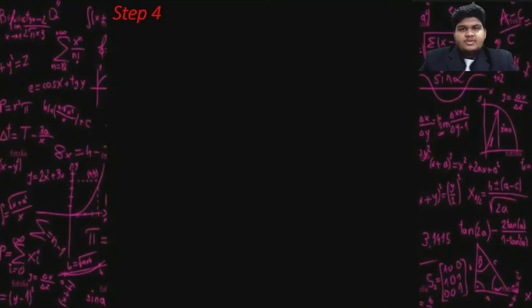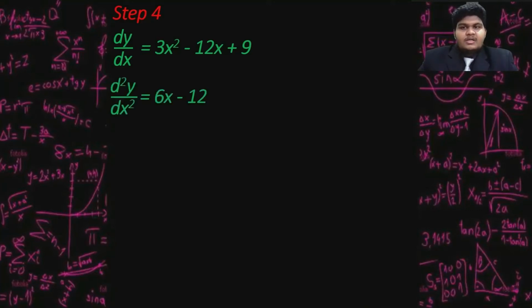The next step is step 4. In step 4, we are going to use the second derivative to find the nature of the stationary points. So, using dy/dx equals 3x squared minus 12x plus 9 that our friend Kishan found, we are going to differentiate it a second time. So, d squared y over dx squared equals 6x minus 12. Now, with 6x minus 12, we are going to substitute the values x equals 3 and x equals 1 to find the nature.